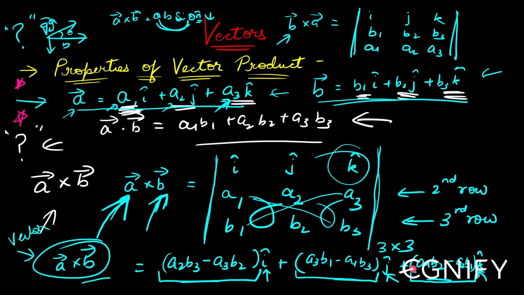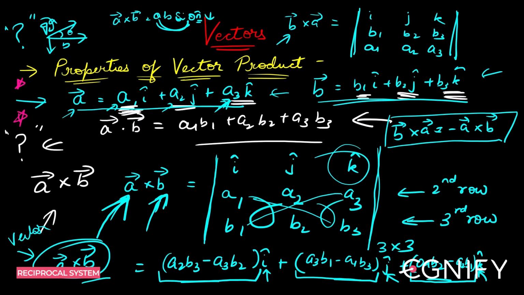B cross A. With that, you can also actually verify this first property, B cross A is equal to minus A cross B. You can actually verify that if you take these two vectors in the component form, right? So with this, we complete this very, very important property. Remember this order, remember this method.